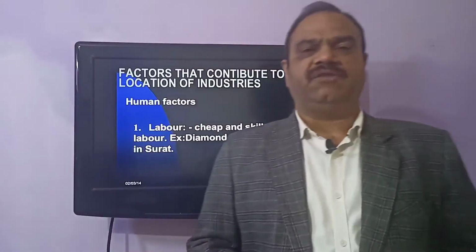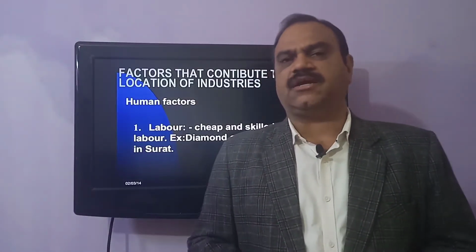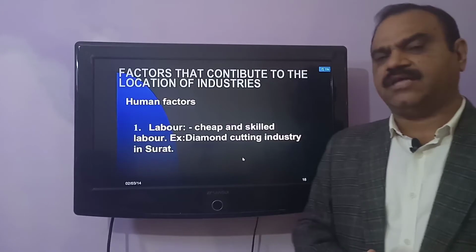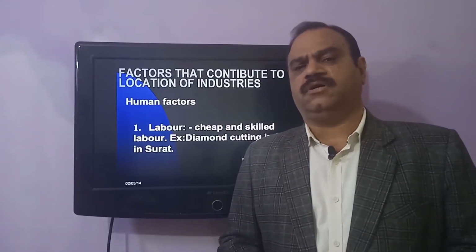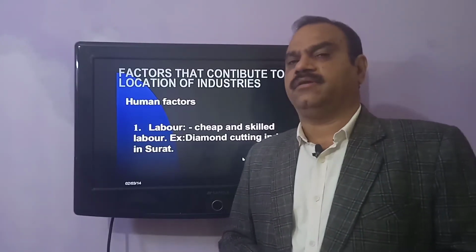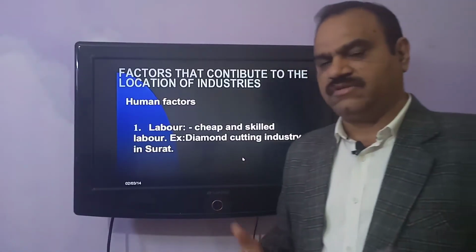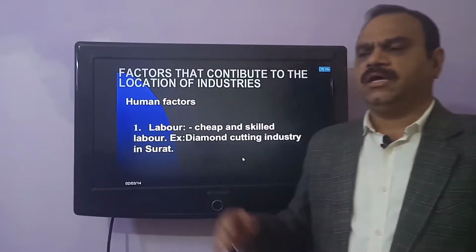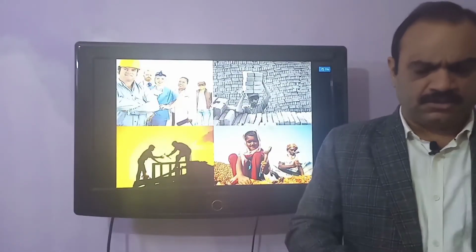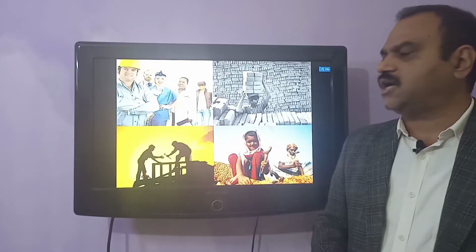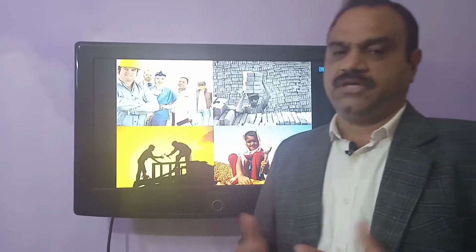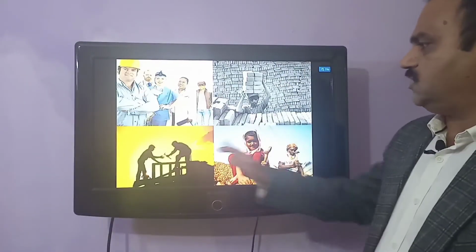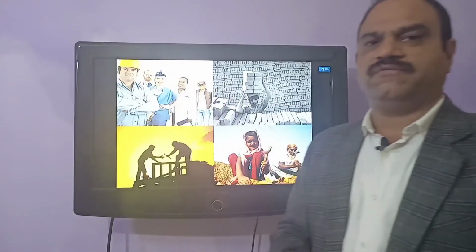Labor also plays a very important role because all the industries are run by labor, skilled as well as unskilled. The places where cheap labor is available, we see that most of the industries are located at those places. Near the urban centers, we see that most of the industries are located in the urban centers, where skillful labor is there and cheap labor is also available. So we see that that also determines the location of industries.